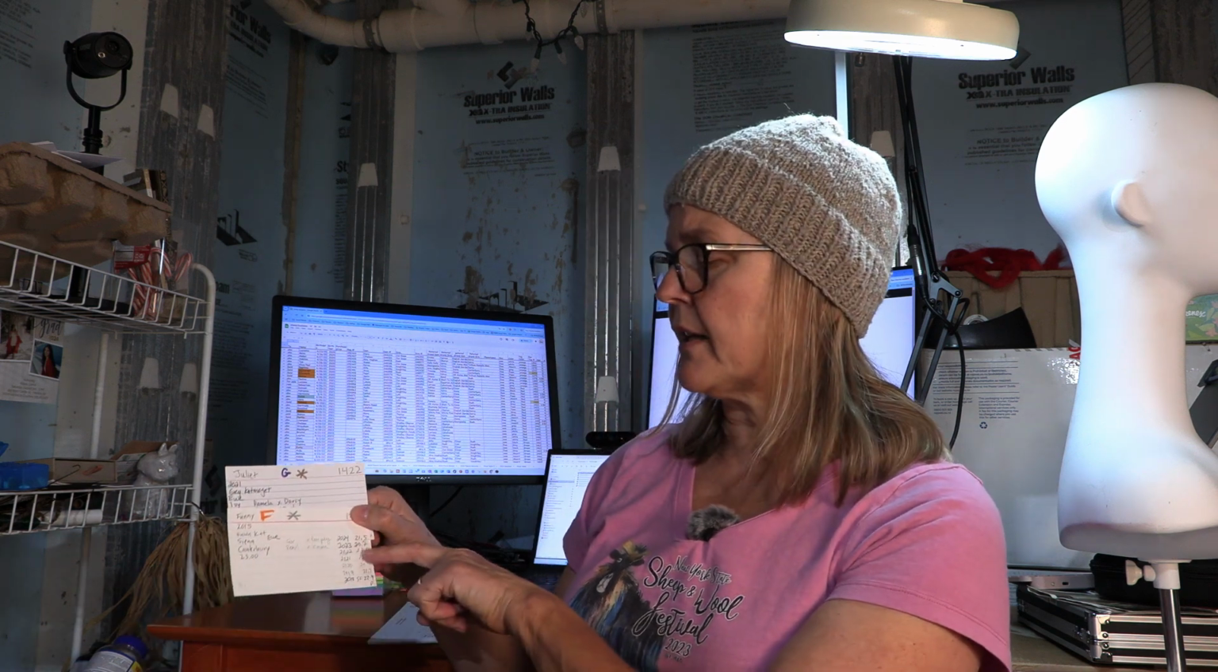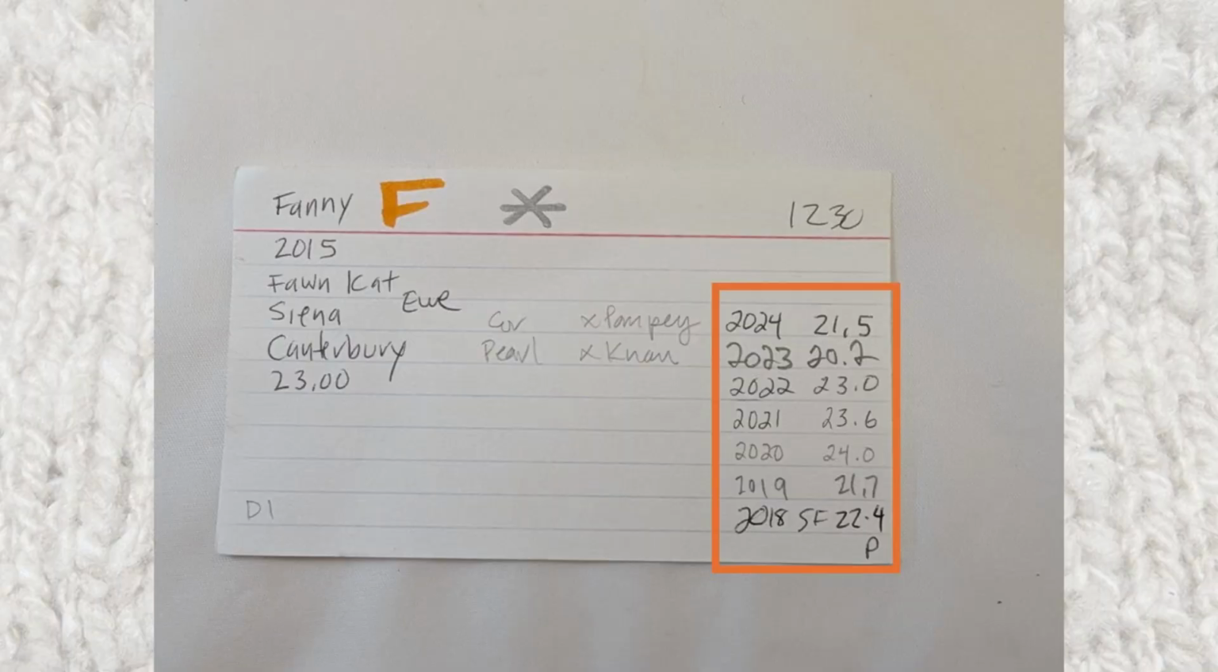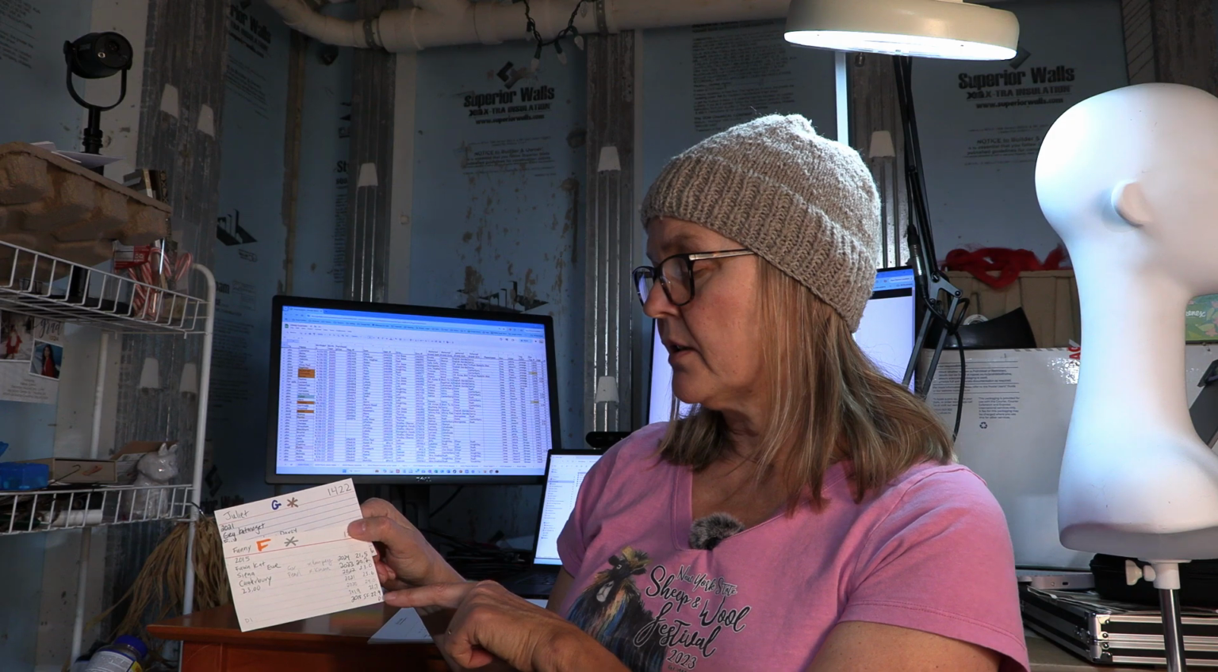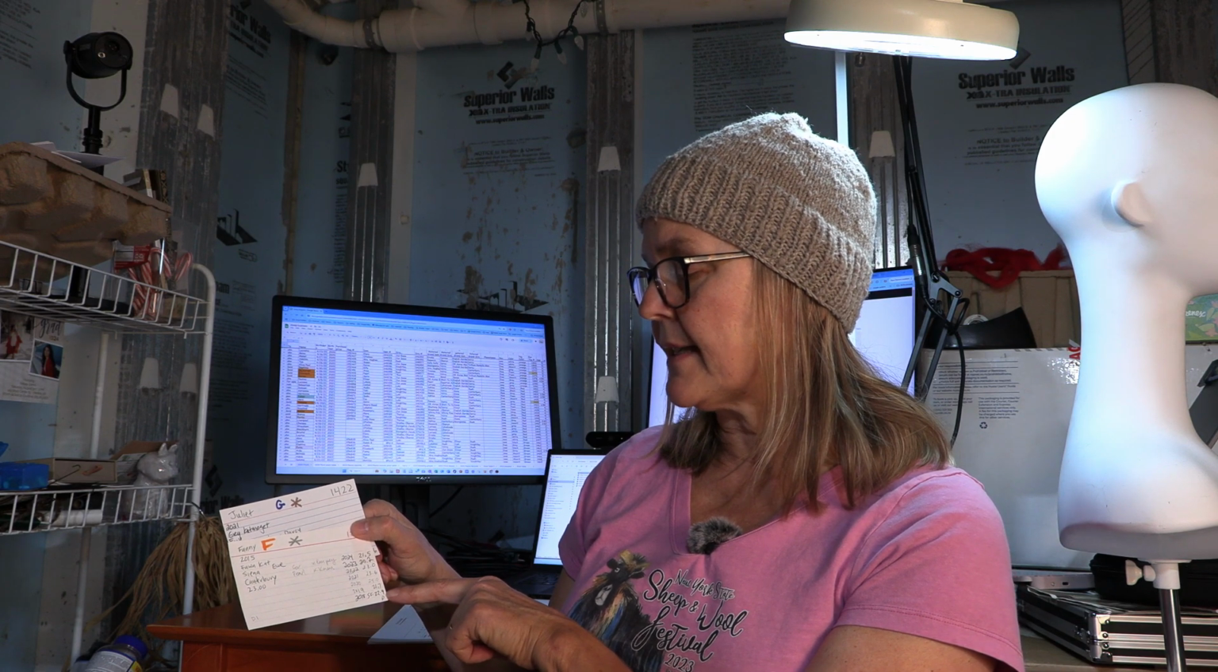I also include on here every year the spinning fineness. So you can see Fanny, we started doing her micron testing in 2018, and I have it all the way to 2024, which is a really interesting tool for me because, as you know, one of the things that's important to me is older ewes stay in the flock because they retain their fineness.